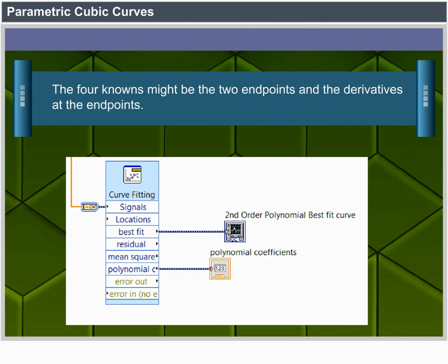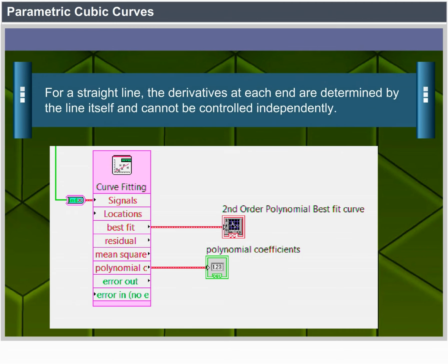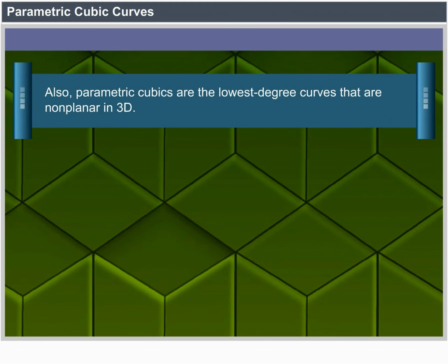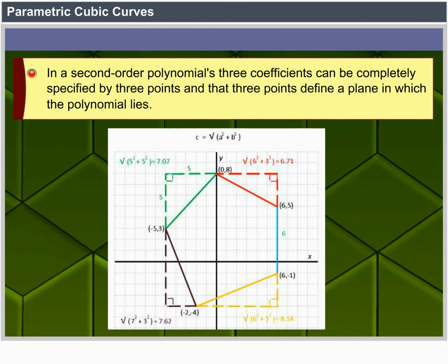Similarly, the two coefficients of a first-order straight-line polynomial are determined by the two endpoints. For a straight line, the derivatives at each end are determined by the line itself and cannot be controlled independently. With quadratic second-degree polynomials and hence three coefficients, two endpoints and one other condition, such as a slope or additional point, can be specified. Also, the parametric cubics are the lowest degree curves that are non-planar in 3D. You can see this by recognizing that as second-order polynomials, three coefficients can be completely specified by 3 points, and that 3 points define a plane in which the polynomial lies.